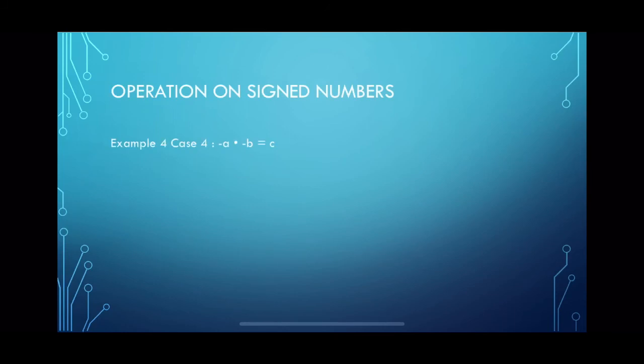For case 4, we have negative A multiplied by negative B is equal to C. For number 1, we have negative 3 multiplied by negative 2 is equal to 6, or can also be read as negative 3 times negative 2 is equal to 6, where A is equal to negative 3, B is equal to negative 2, and C is equal to positive 6. For number 2, we have negative 40 multiplied by negative 5 is equal to 200, where A is equal to negative 40, B is equal to negative 5, and C is equal to 200.